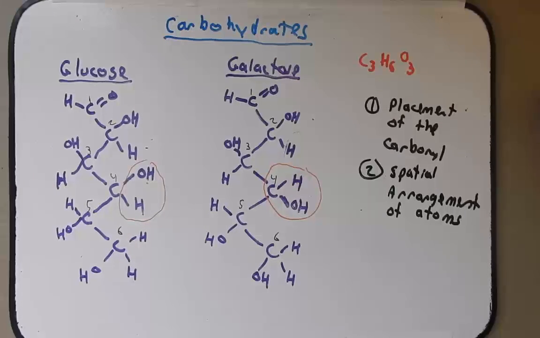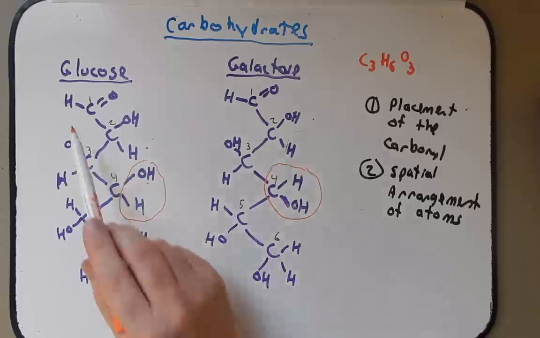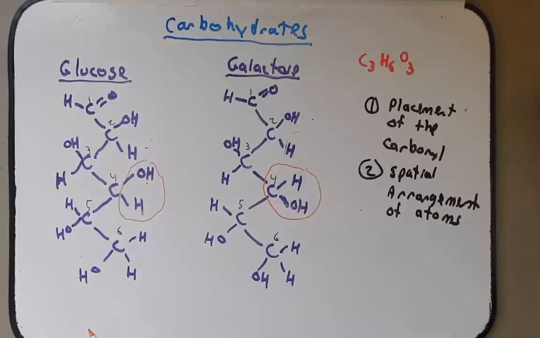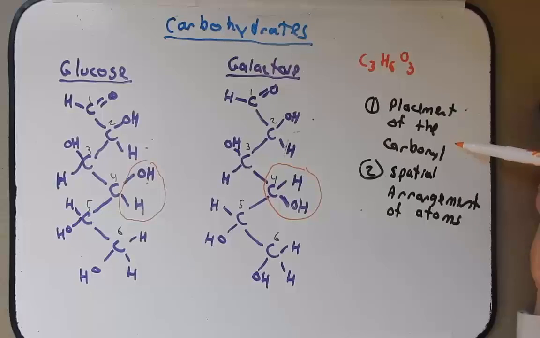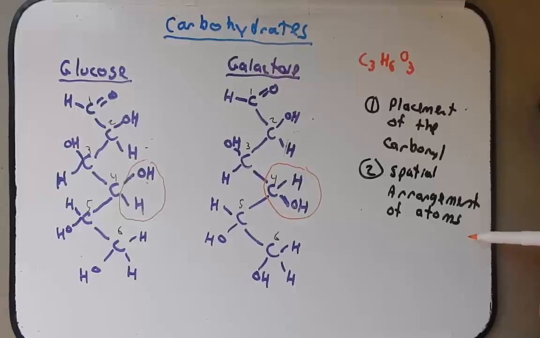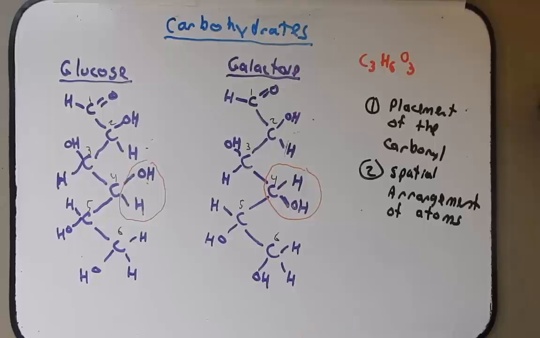We'll save that for when you take organic chemistry or biochemistry. But what I do want you to know is that two sugars that have the same number of atoms and same types of atoms can be different sugars because of either the placement of the carbonyl or the spatial arrangements of the atoms. And that can make all the difference in how these are used, because remember we said those aldoses and ketoses can be used as different building blocks.